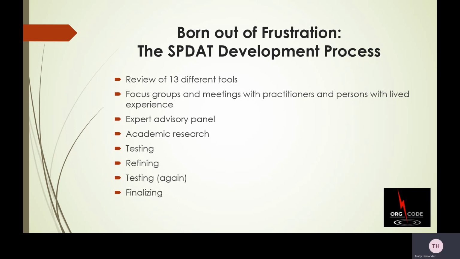So they compiled and researched and did a lot of analysis of 13 different intake and assessment tools. They then took those tools to focus groups with practitioners and persons with lived experience and got feedback on what the assessment should look like. They took that information to the expert advisory panel, did some more academic research, they tested it, they refined it, and came up with our final product.